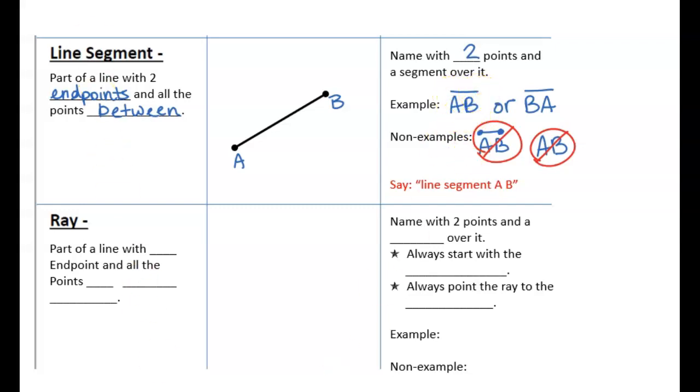Let's move to a ray. Some of you knew what a ray was. It's part of a line with 1 endpoint and all the points to one side.